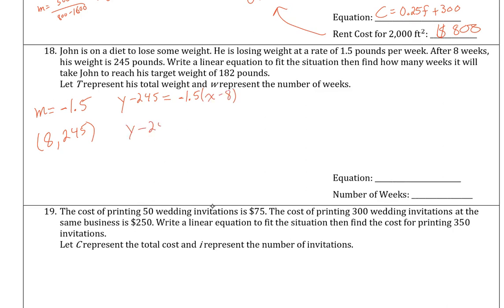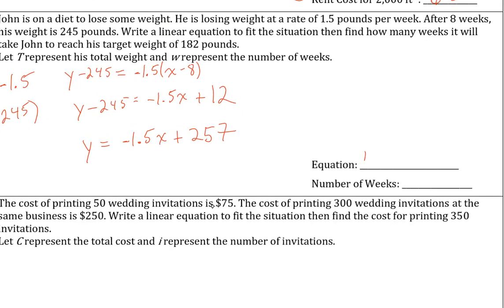And if we distribute on the right side there, what's it going to be? 8, so 12. And then if we go ahead and add over that 245 to both sides, we got our equation. So writing out the equation first, we wanted T for the total weight and W for the number of weeks. So we have T is equal to negative 1.5 W plus 257.